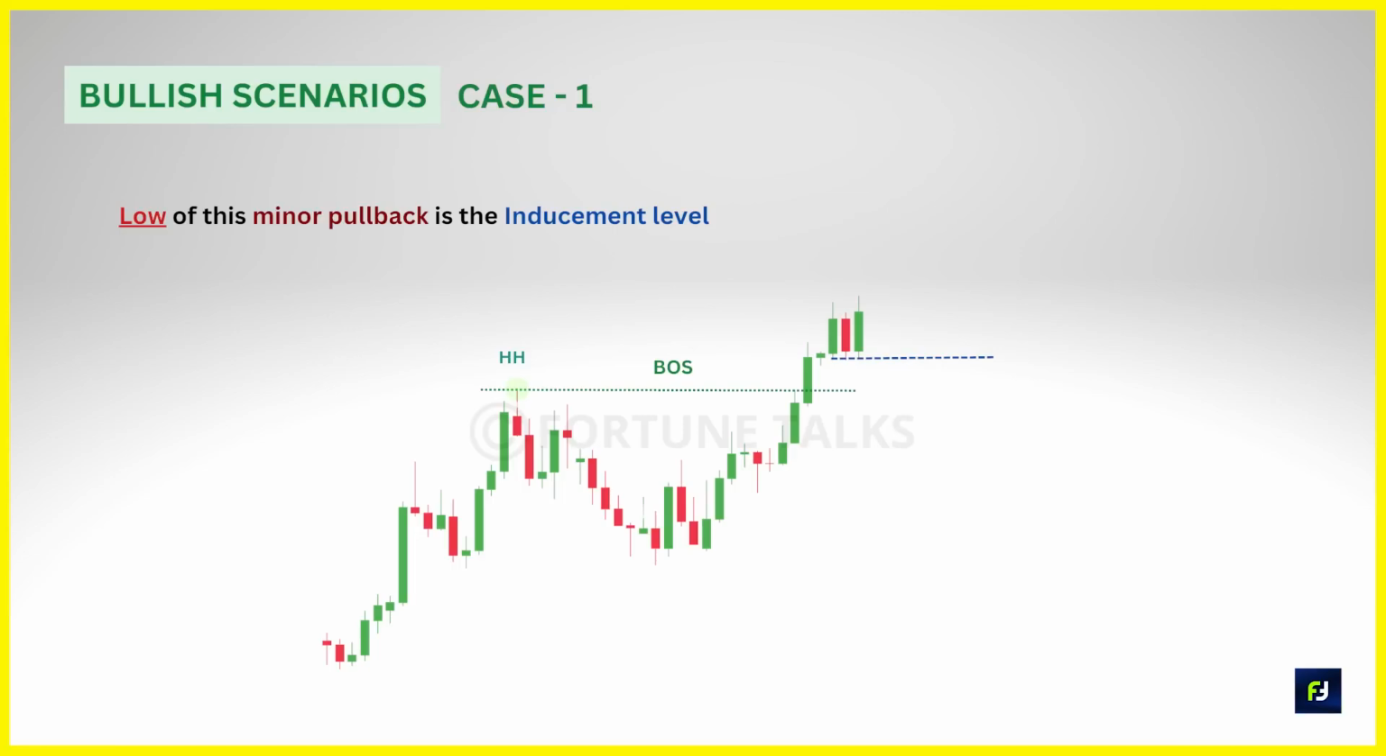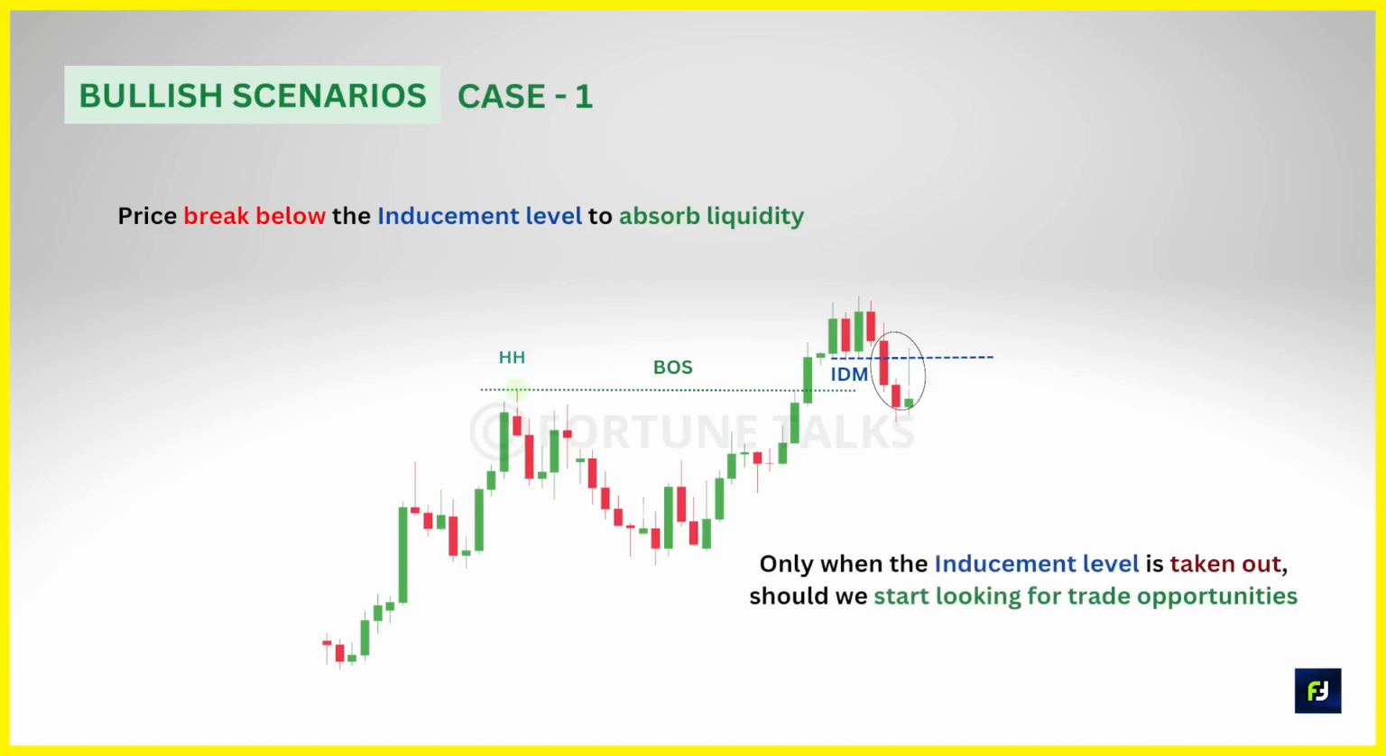For easy identification of this line in the future, we can name this line as IDM, or you can even use a dollar sign for the same purpose. Now you can see what happened next. The price moved lower and break below this inducement line. This means that the liquidity below the inducement level has been absorbed, or the uninformed retail traders are trapped. Only when the inducement level is taken out should we start thinking about a trade.